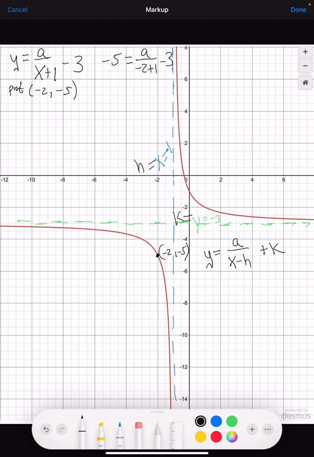And so I'm going to simplify and solve until I get a by itself. So -2 plus 1 is a -1. I now need to add this 3 to both sides, again, because I am trying to get the a by itself. So that gives me -2 is equal to a over -1. That's division. So now I'm going to do multiplication so that I can move it to the other side, giving me an a value of 2.